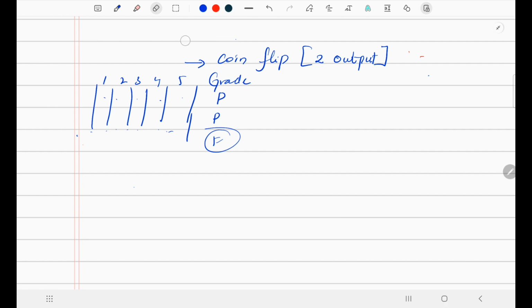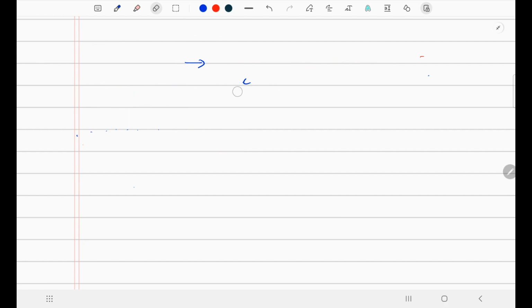And second, let's go for the second, which is Poisson distribution.